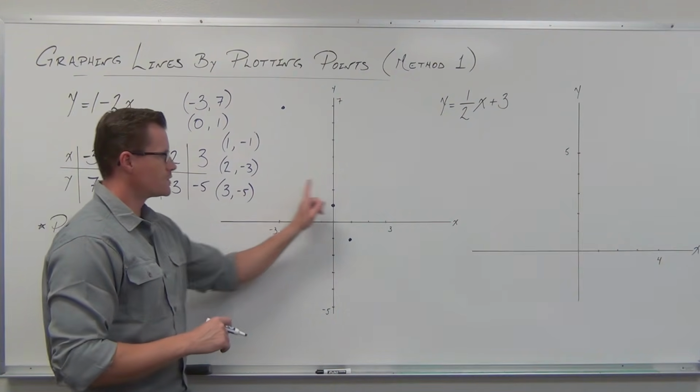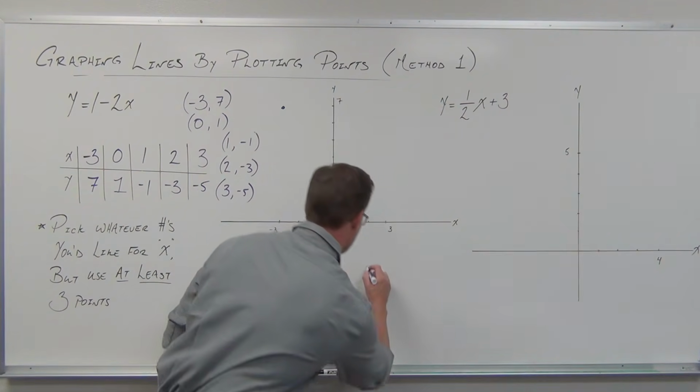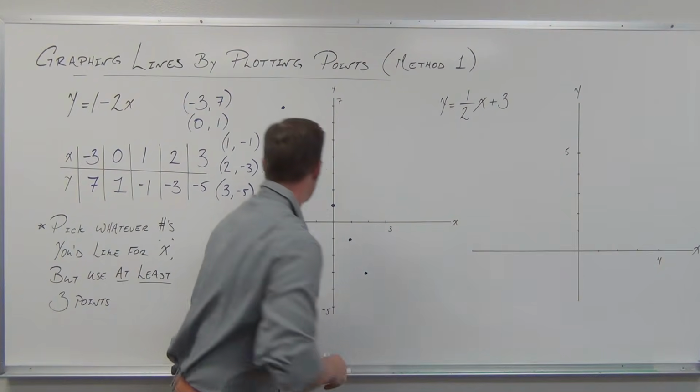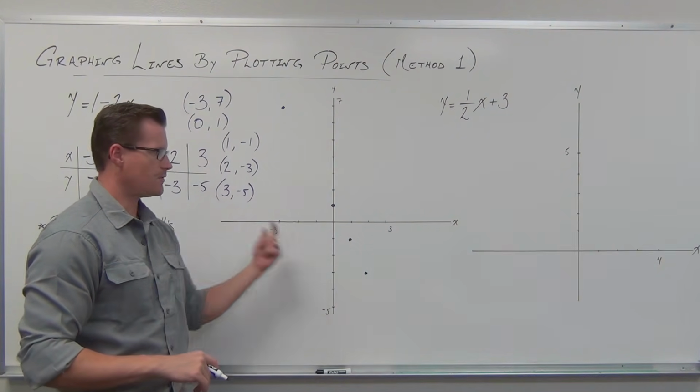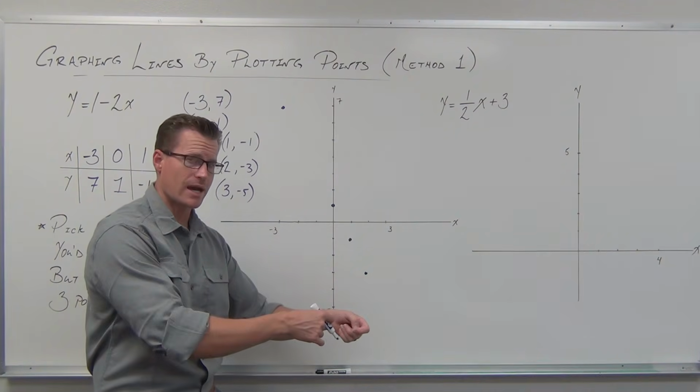1, negative 1. 2, negative 3. 2 on the x-axis combined with negative 3 on the y-axis. And lastly, we have 3, negative 5. 3 on the x-axis positive combined with negative 5 on the y-axis. It gave us that height.